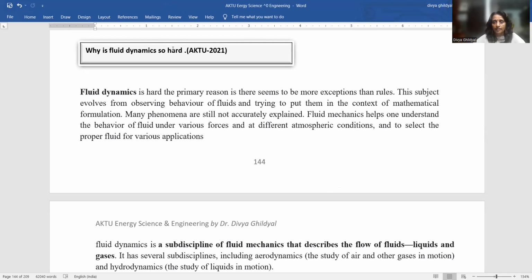Fluid dynamics is so hard because their resistivities are different. Their viscosities are different. Water is a fluid, petrol is a fluid, but both have different properties. Though they both come under the category of fluid, their viscosity is different, their color is different, their density is different, their properties are different. So it becomes very complicated to apply fluid dynamics when we are choosing it as an alternative for energy studies. So fluid dynamics is hard. The main reason is that there are more exceptions here than a straightforward rule.